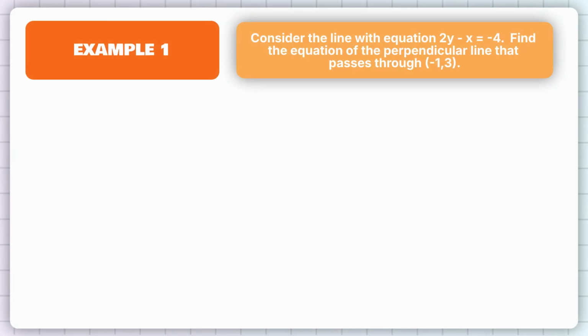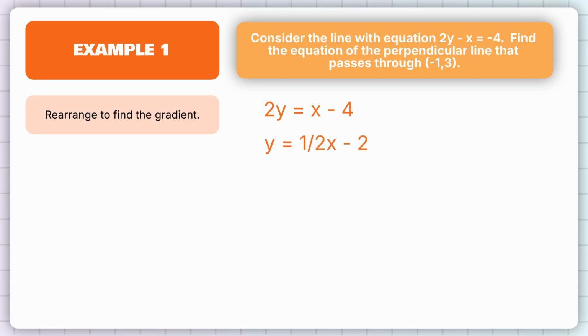Example 2. Consider a line with equation 2y minus x equals minus 4. We want to find the equation of the perpendicular line that passes through the point minus 1, 3. First, we need to rearrange to find the gradient. 2y equals x minus 4. y equals 1 over 2 x minus 2. The gradient here is 1 over 2. Therefore, the gradient of a line perpendicular to this one would be minus 2.